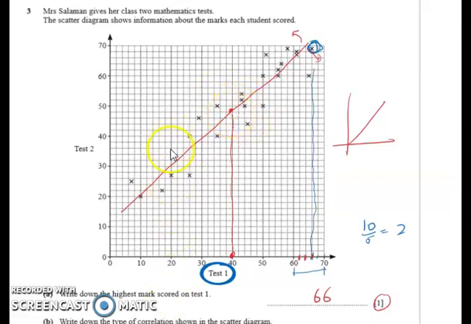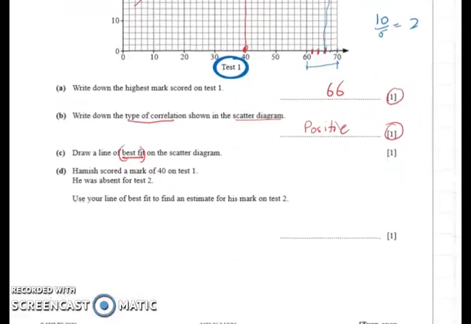Now let us look at the test 2 results. You go straight over here, which means our estimation will be 48. So that's our answer, we are getting 48 for this. Alright, so for question number 3, there are 4 marks: 1, 2, 3, and 4. Okay, now let us move to the next question.